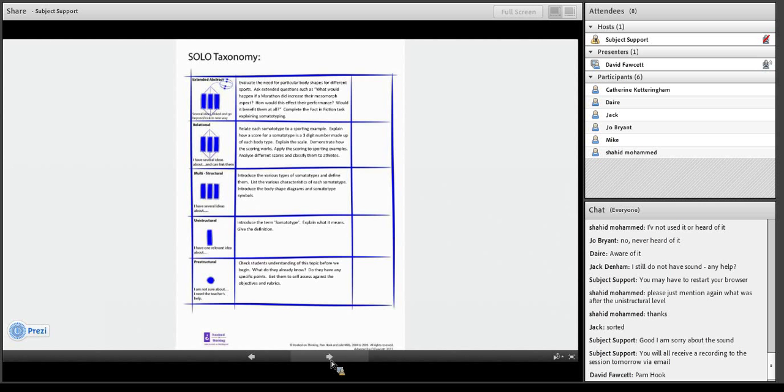So I know the first bit of my lesson is going to be covering that. When I know the students have done that, the next part of my lesson, I'm going to get to the multistructural stage, and I'm going to introduce the various types of somatotypes that students need to know. So endomorph, ectomorph, and mesomorph.